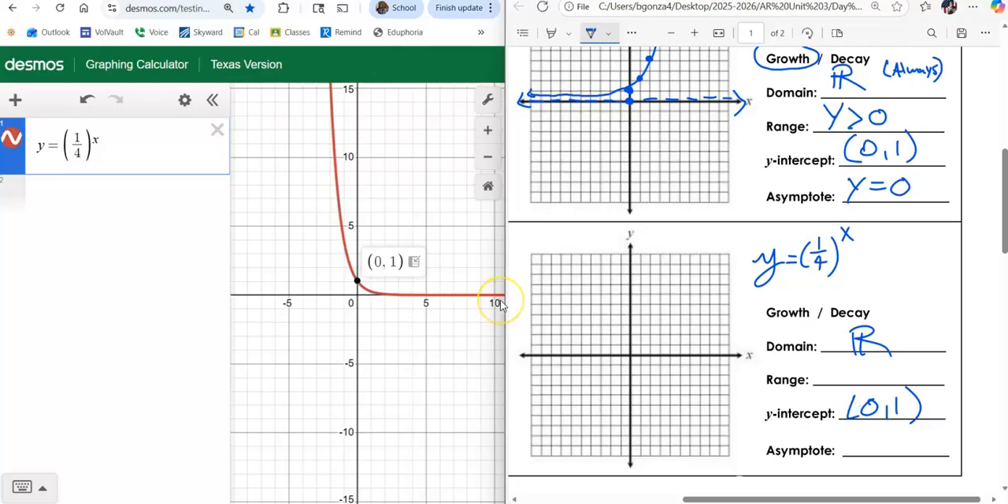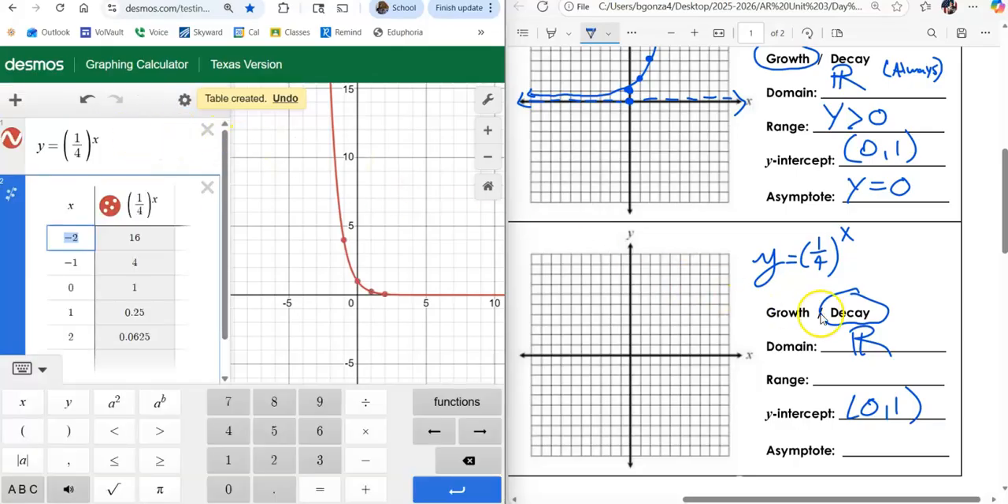What is it? Growth or decay? As you go to the right, is it going down or up? That's a decay. Head up. All right. So it is decay because it's going down to the right. I could do my little table.